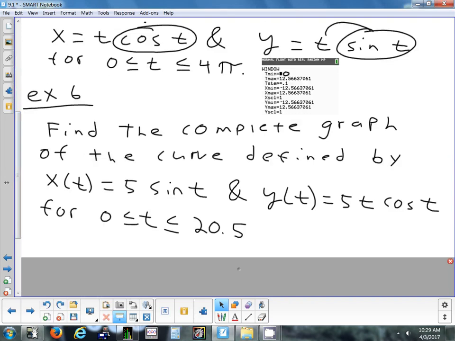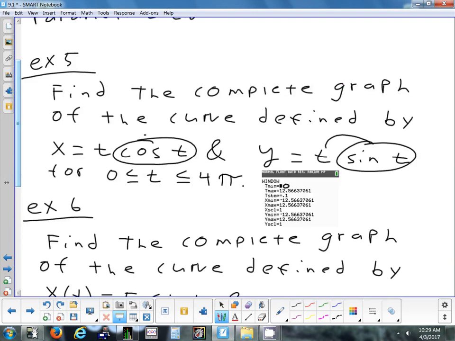Let's look at this one. Okay, so these are not periodic functions. Periodic functions have to go back to where they started eventually. These don't. They keep growing forever. The spiral would just keep growing. It would never come back and repeat on itself.